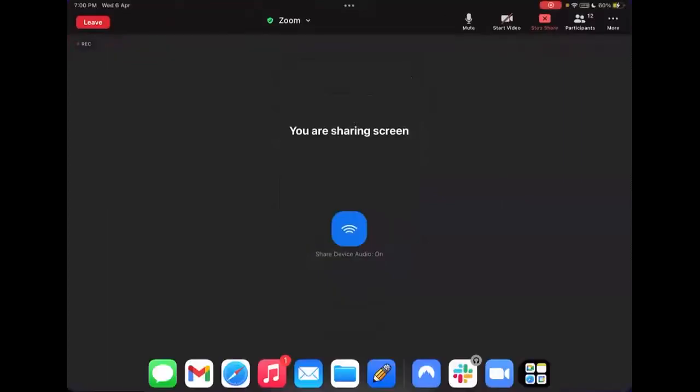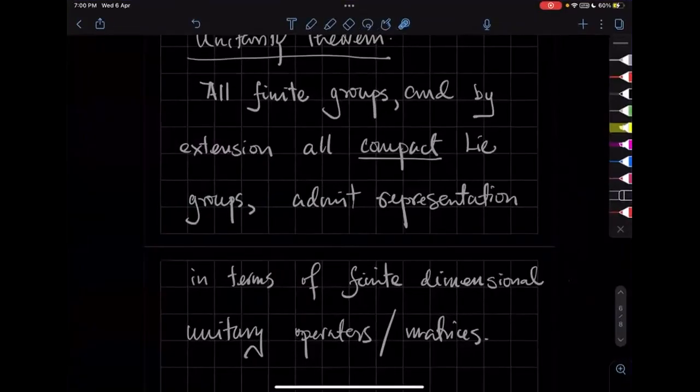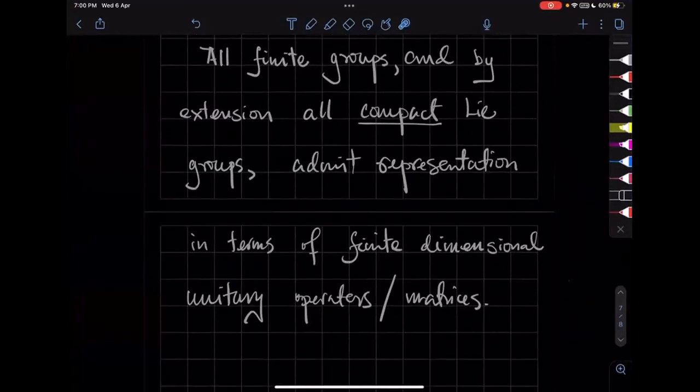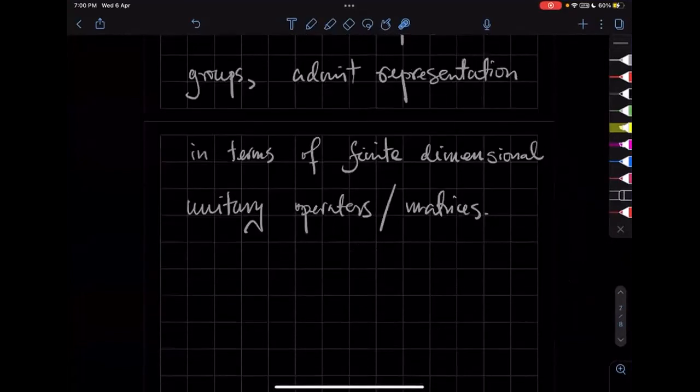Unfortunately, we won't be able to discuss those things in a lot of detail, but we shall touch upon them. Okay, now let's prove this theorem.